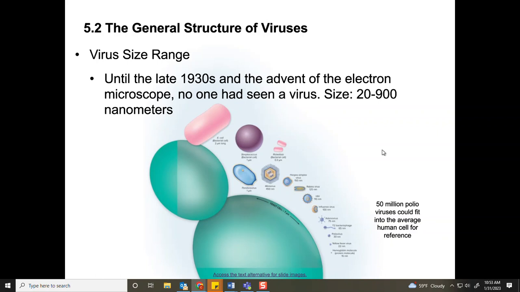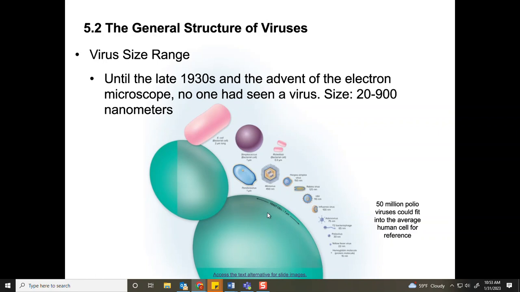Alright, so let's look at the virus sizes, how big they are. Until the 1930s, when the electron microscope was invented, no one had seen a virus because they were so small. The microscopes at that time were not powerful enough to do so. Viruses range from about 20 nanometers to 900 nanometers in size. What this picture is showing below is some various viruses as well as bacteria and a eukaryotic cell, so you can see a comparison of sizes.